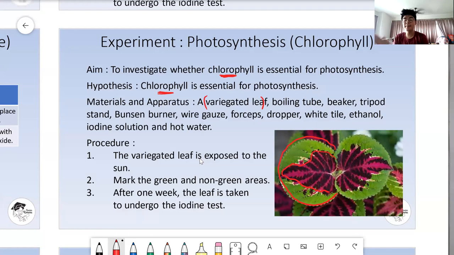Part of it has chlorophyll, chloroplast, and part of it has no chlorophyll, no chloroplast. So, with the variegated leaf exposed to the sun, you are going to mark the green and non-green areas. Basically you just put a marking, although you can see which one is green and which is not. After 1 week, you take the whole leaf, pluck it, and go through an iodine test again.